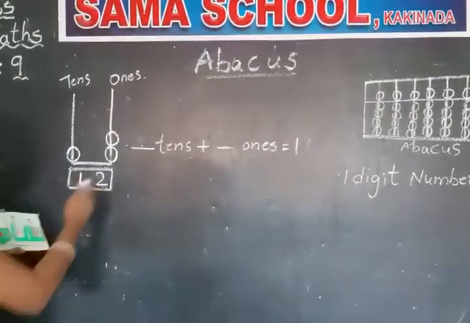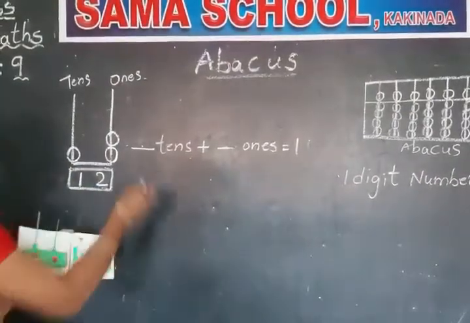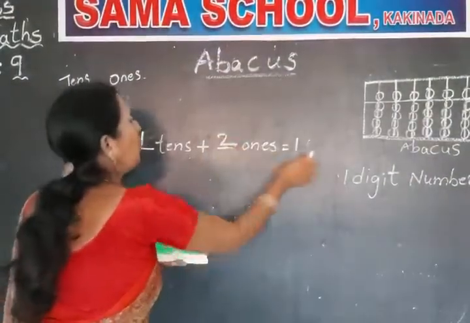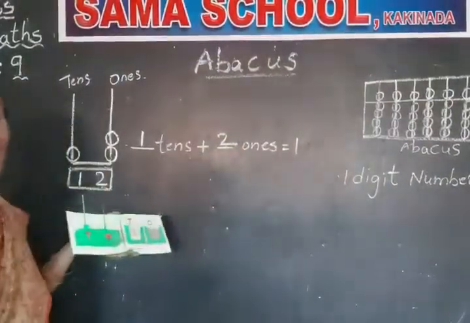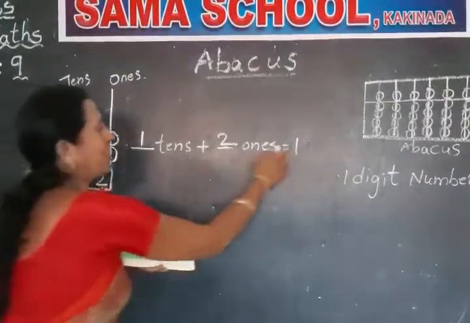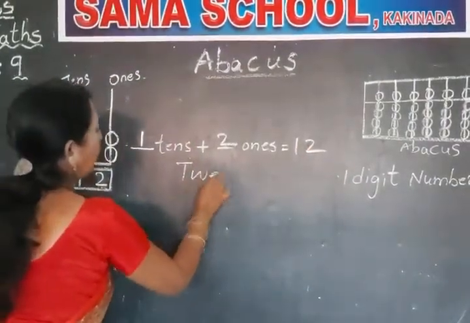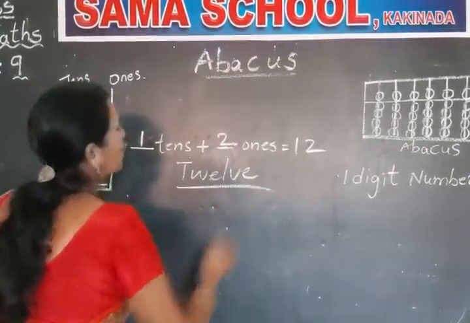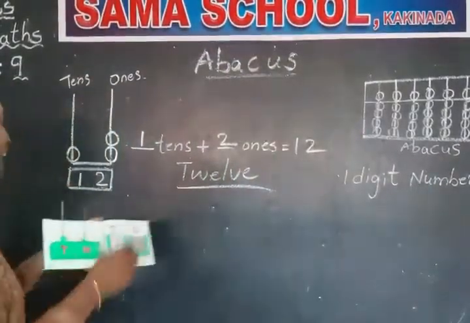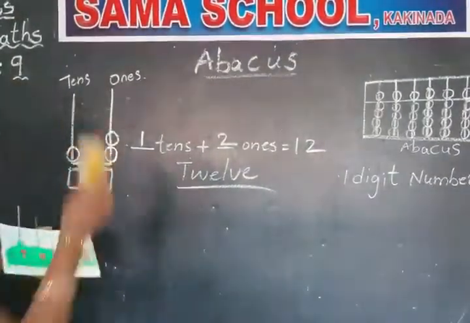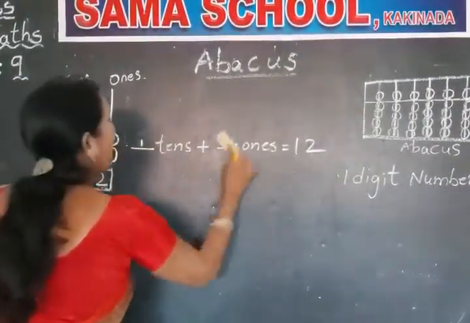So what's the number? 12. So here 1 ten and here 2 ones. 1 ten and 2 ones. So what is the number? 12. So you write the spelling as T-W-E-L-V-E. 12. Like that you are going through the numbers. See, here I will change the tens place number. Okay?